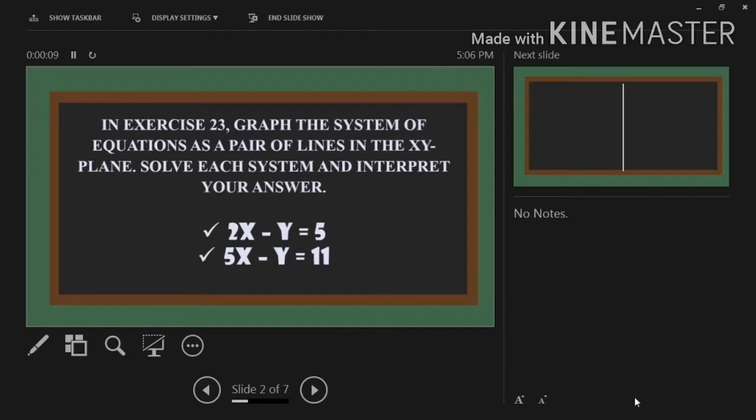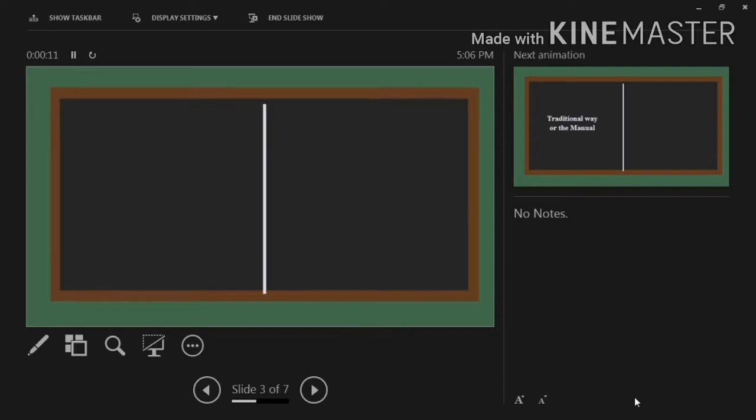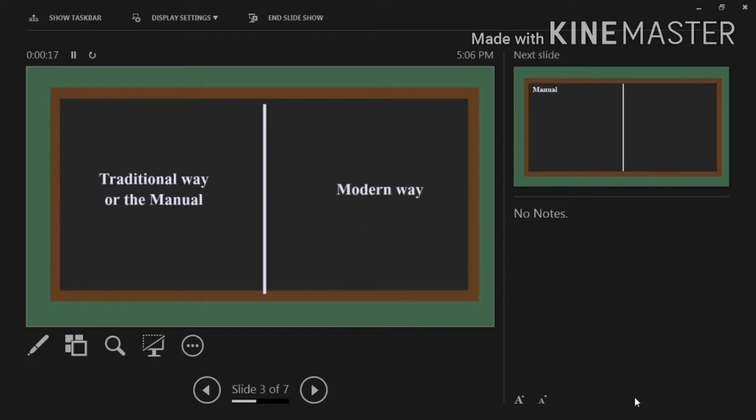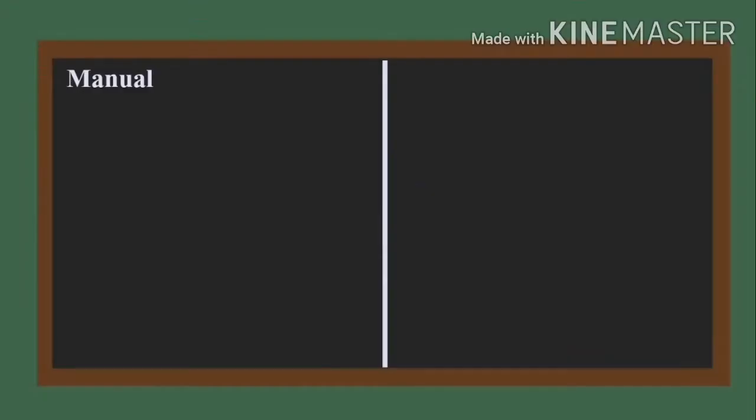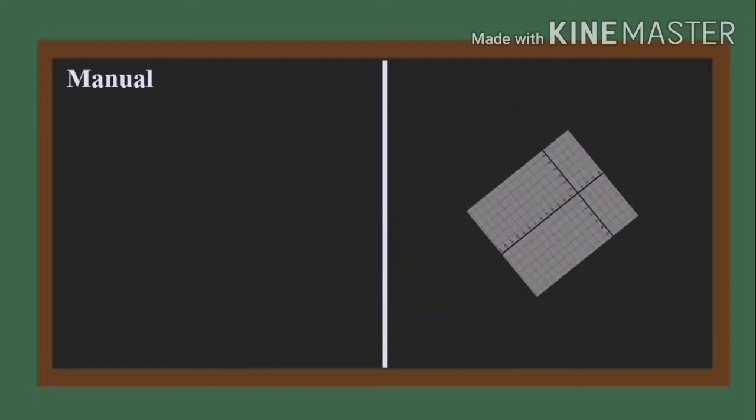There are two ways to graph the system. The first way is the traditional graphing method, or the manual way. The other is the modern way. Let's do the traditional way first, and later on, I will recommend some applications that might help us graph easily. The things you need in the manual way are pen, ruler, and graphing paper.